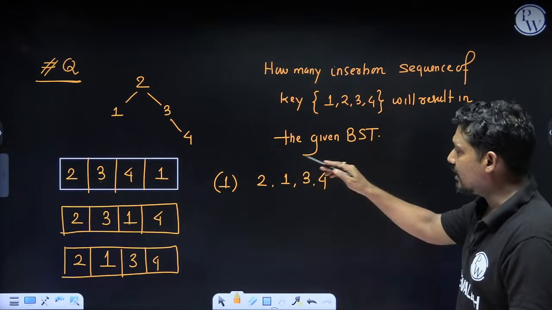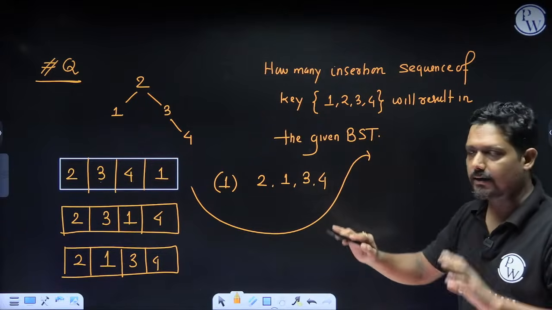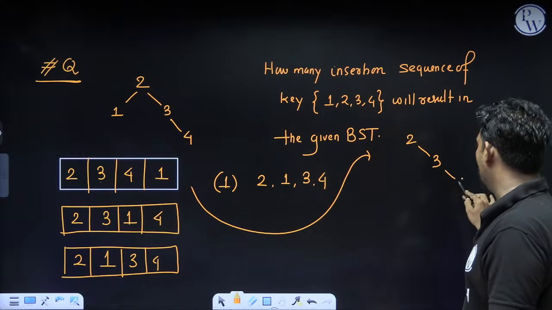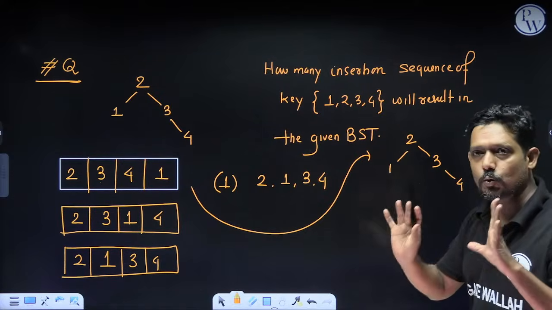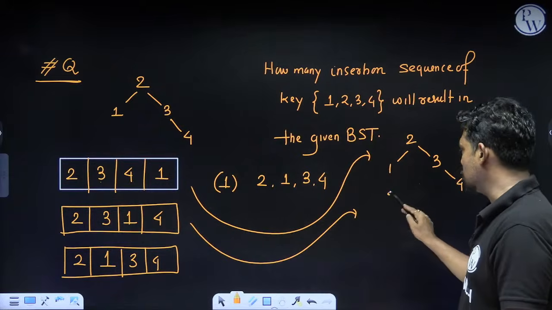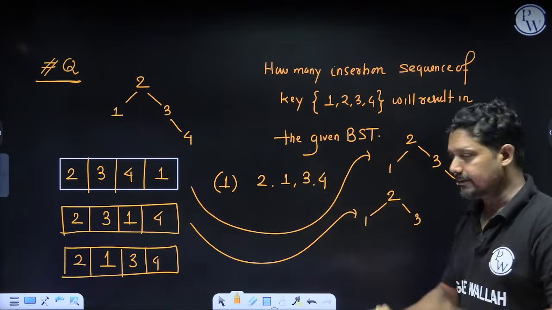If you take the first one, you take any one. Now the problem is the same tree will result. So 2 3 4 and then 1. 2 3 4 1. What about this, sir? So let's insert 2, then 3, then 1 goes to the left side, and then 4.